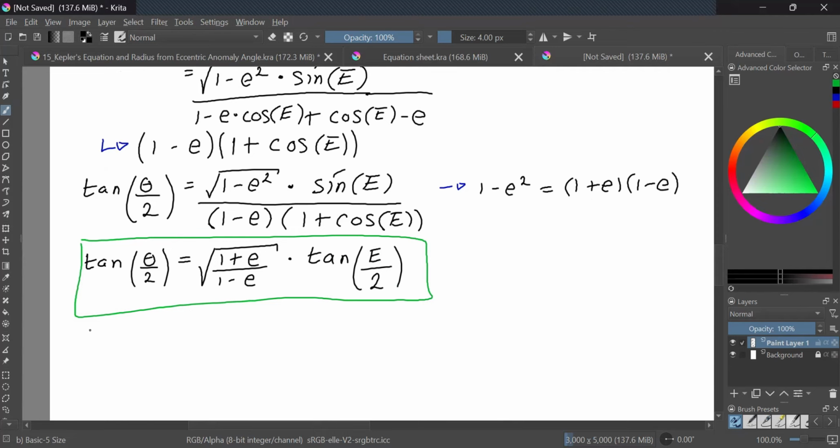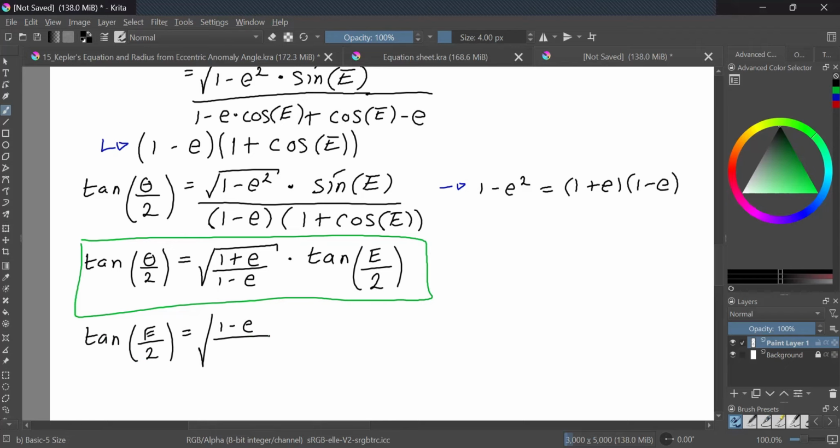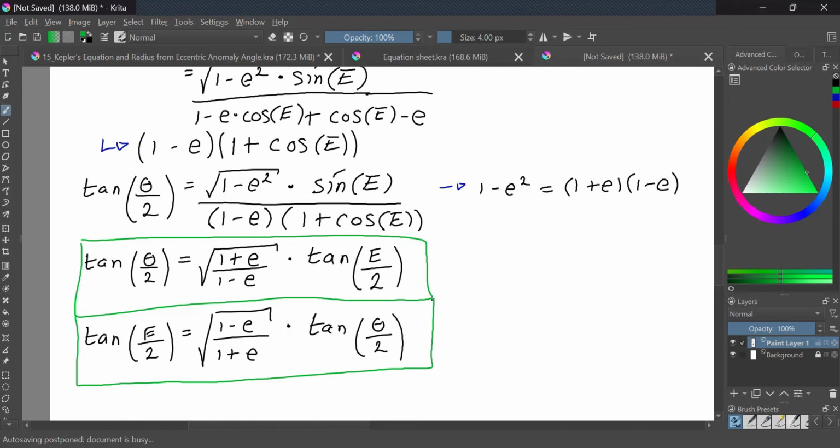And to go in the opposite direction is very easy. Tangent of the eccentric anomaly angle by 2 is going to be equal to, we just flip this around, or invert it, I should say, 1 minus e over 1 plus e times the tangent of theta over 2. And that is way better than anything else that we have worked with so far today.